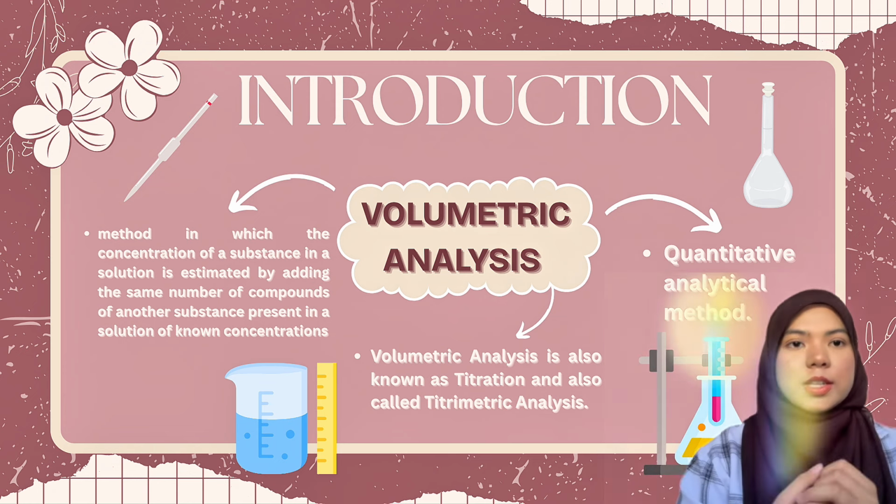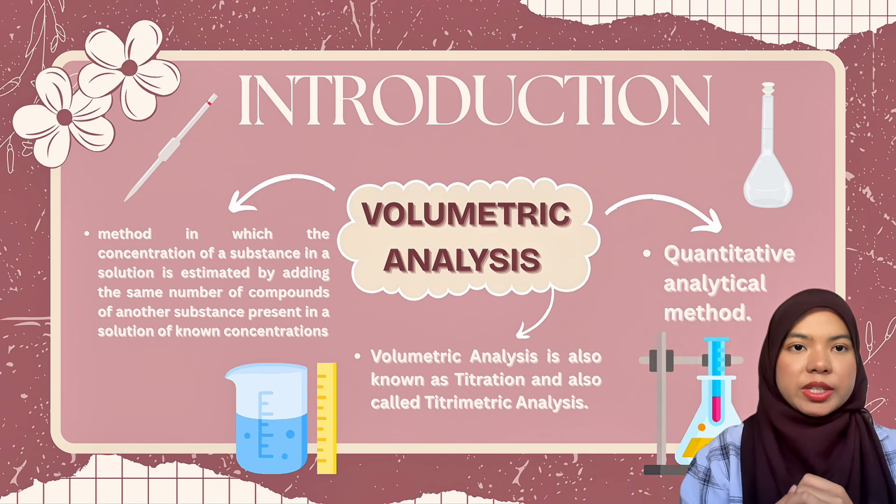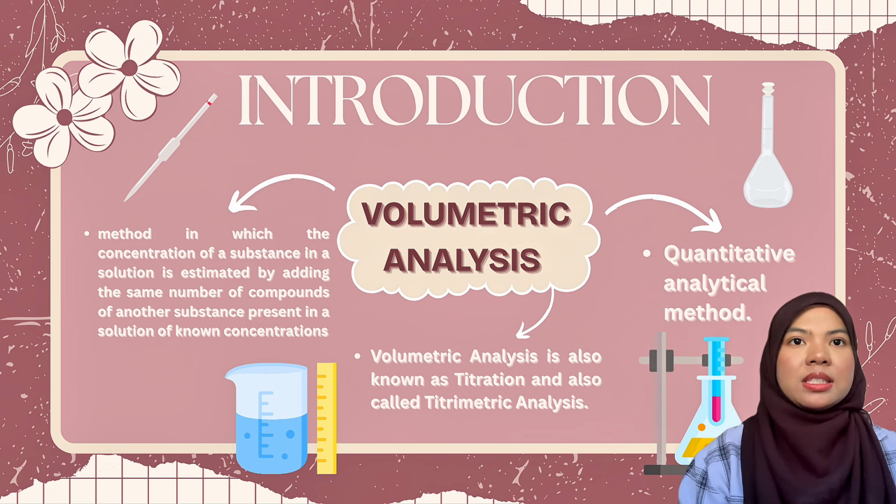So now I'm going to start with the first part of our slide, which is introduction. Volumetric analysis is a quantitative analytical method used to determine the concentration of a known substance in a solution. This is done by adding a known amount of reagent with a known concentration until a chemical reaction is complete. It is commonly known as titration or titrimetric analysis.